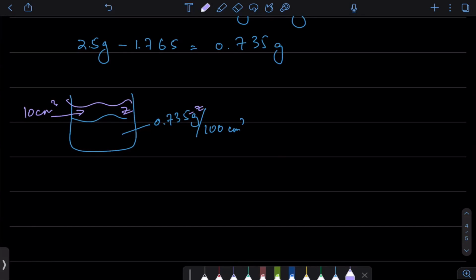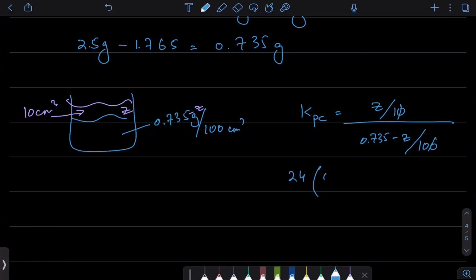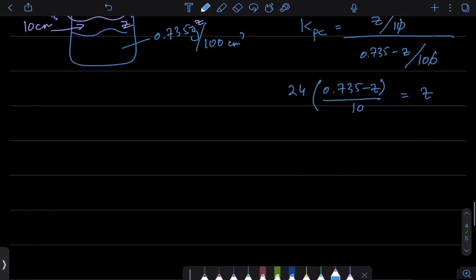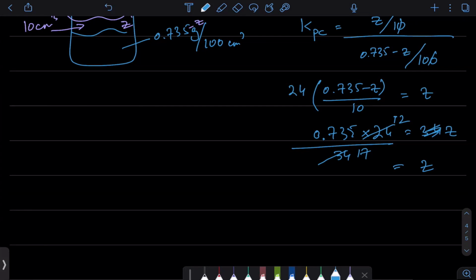So let's see, this next time, how much stays in there. So KPC is going to be Z over 10 over 0.735 minus Z over 100. Again, we do some maths. That 24 times 0.735 minus Z over 10 is equal to Z. I will again get 0.735 times 24 is equal to 34 Z. So Z will again come out to be this over 34. And my value is 0.519 grams. It looks like a very small value, but let's see.